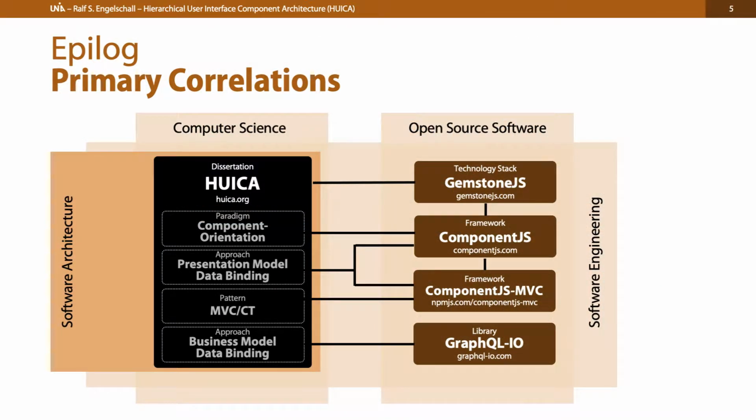As a consequence, there is a large and strong relationship between HUICA as seen in the dissertation on one side and the various frameworks in the open source field on the other side. Especially the Gemstone.js technology stack tackles the whole HUICA scope, while Component.js and Component.js MVC tackle more or less the component orientation, the presentation model and data binding, and especially the model view controller component tree patterns. The companion GraphQL.io framework tackles the business model data binding. Just keep these strong relationships in mind.